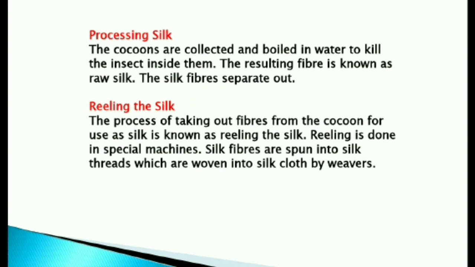Processing silk. The cocoons are collected and boiled in water to kill the insect inside them. The resulting fiber is known as raw silk. The silk fibers separate out. Reeling the silk. The process of taking out fibers from the cocoon for use as silk is known as reeling the silk. Reeling is done in special machines. Silk fibers are spun into silk threads which are woven into silk cloth by weavers.